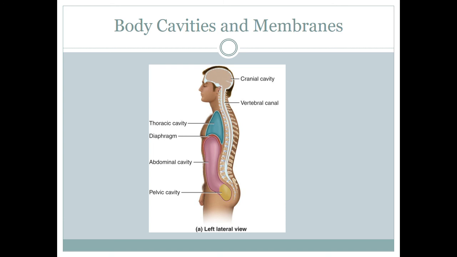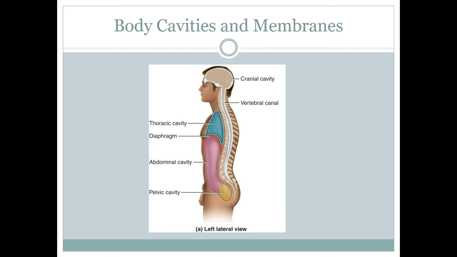So in this sagittal view of the human body, you can see 5 different cavities. Along the dorsal side of the body, there's the cranial cavity, which contains the brain. And inferior to the cranial cavity is the vertebral canal, which contains the spinal cord. On the ventral side of the body, you have the thoracic cavity located in the upper part of the trunk or thorax.